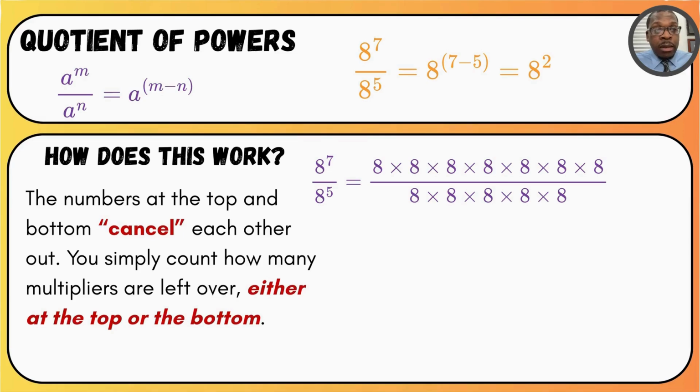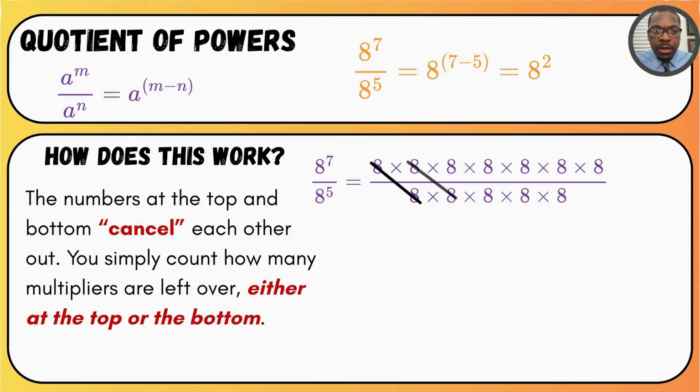Now, if you have the same number at the top and the same number at the bottom, you are going to cancel things out. For instance, 8 on top and 8 at the bottom, they cancel out. Now, that doesn't mean 0. It means 8 divided by 8 is just 1.